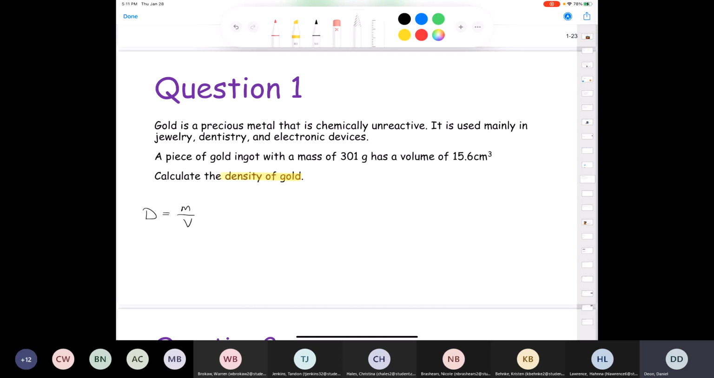So density is equal to mass over volume. Now we can just plug our numbers in, because we know the mass of our gold is 301 grams. We know volume can be measured in centimeters cubed, and our volume is 15.6. So we plug in 301 grams, and we divide that by 15.6 centimeters cubed. You grab your calculator. I have a couple here on my desk. I'll just grab the closest one, and I take 301 and divide it by 15.6, and I get 19.3. So I have 19.3, and my units are grams per centimeter cubed. So grams per centimeter cubed, that is my density.